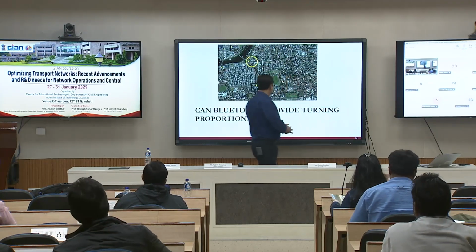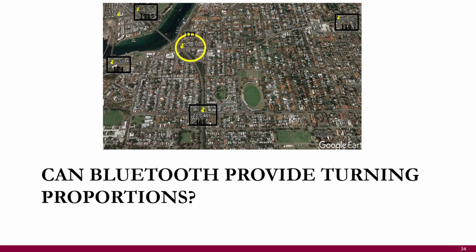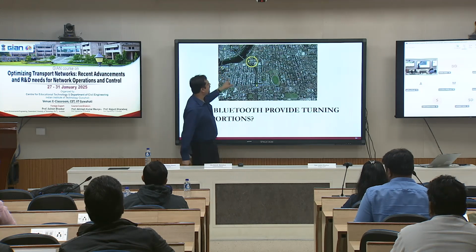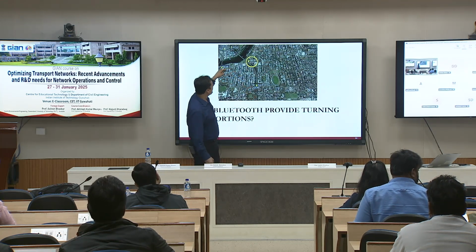And meanwhile, you should think about this question: can Bluetooth provide turning proportion? This is another question asked to me by Main Roads Western Australia when I was analyzing the data set. So all these are questions asked by practitioners. You have one intersection here, second, third, fourth, fifth. They said we have scanners at all these locations. Can I just match the percent of the traffic going in this direction?